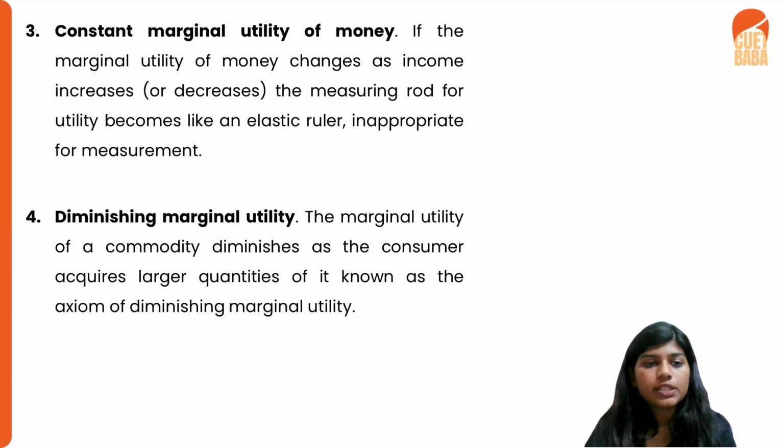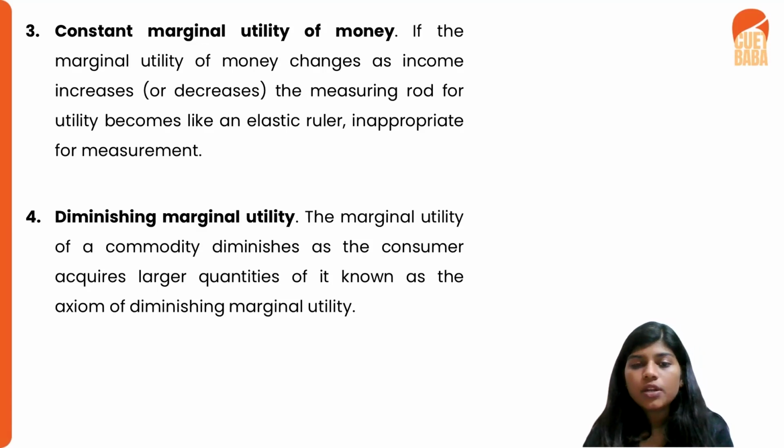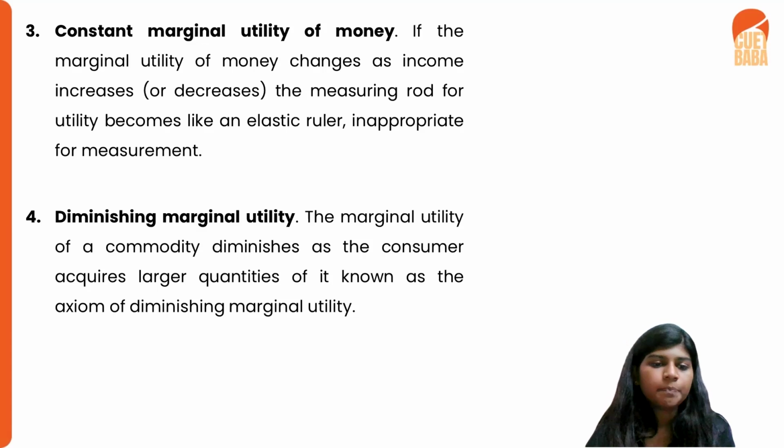So here it says that if the marginal utility of money changes as income increases or decreases, the measuring rod for utility becomes an elastic ruler inappropriate for measurement. So this could also be taken as a criticism, which we'll be discussing later. But here, while we are analyzing the assumptions, we can say that the marginal utility of money remains constant.